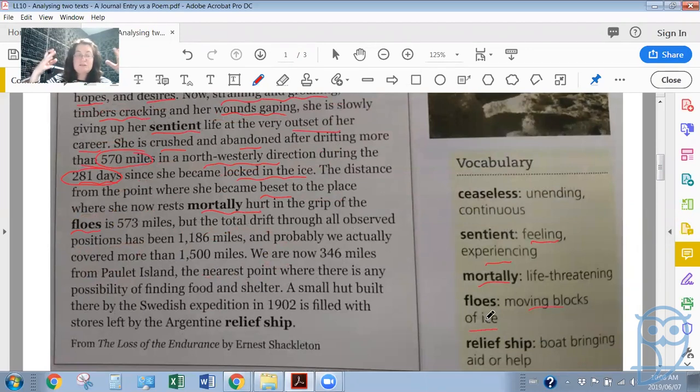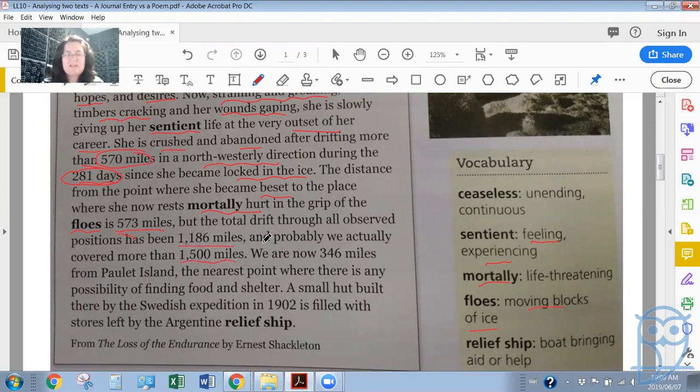So as you sail towards the Antarctic, more and more ice built up, and over time the ship became stuck and they're getting snowed in. So she's mortally hurt in the grip of the floes. It's 573 miles, this distance since this has happened. It's a long time. But the total drift, because they haven't been able to move on a course, they've just been drifting, through all observed positions, has been 1,186 miles, and probably we actually covered more than 1,500 miles.